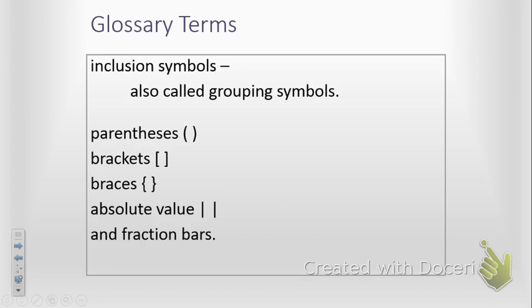Alright, so just some terms. Again, you might want to pause as you write these down. First thing we'll talk about is inclusion symbols. Another word for it is grouping symbols, and just some examples of these inclusion symbols. First one, parentheses, one you've probably seen quite a bit before. Second one, brackets. They're more of a square look. We'll have braces. The absolute value is also a grouping symbol, and fraction bars, one we'll hit towards the end. So those are your inclusion symbols.